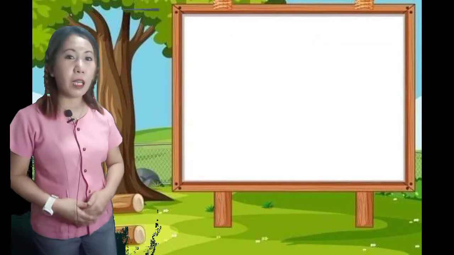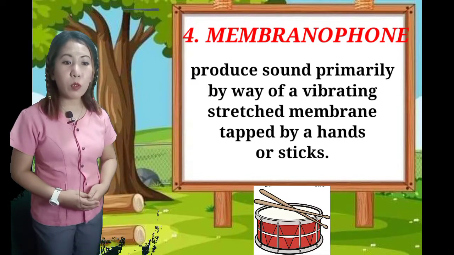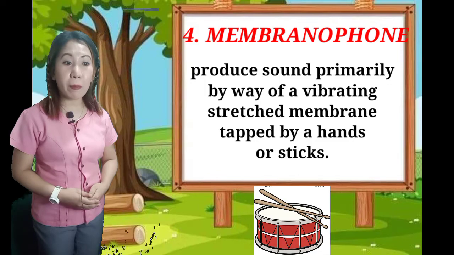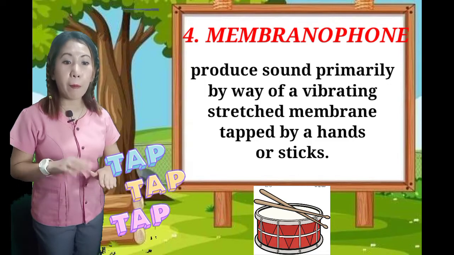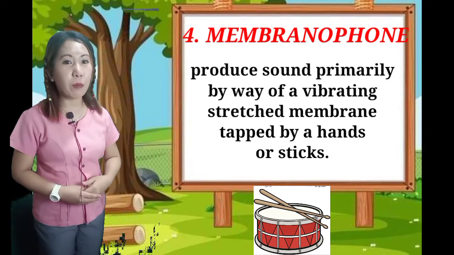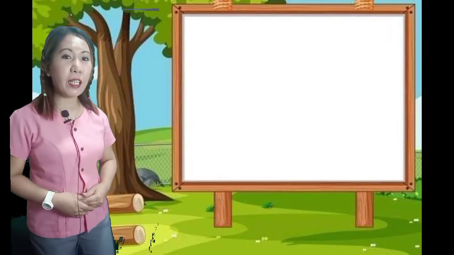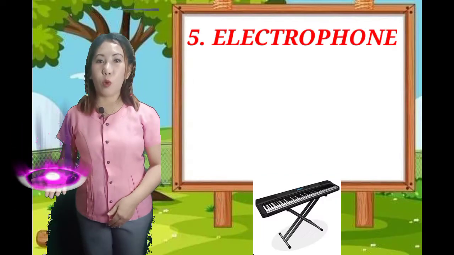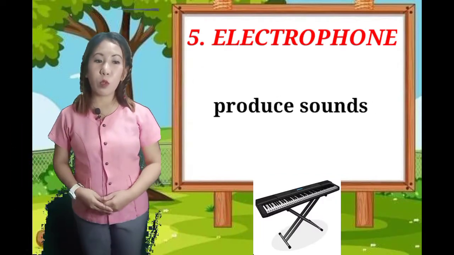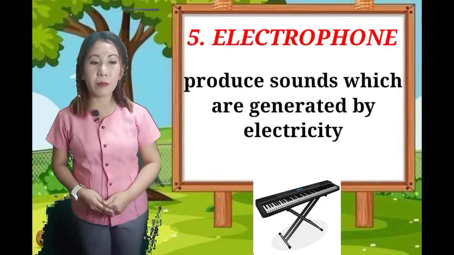The fourth is membranophone. Membranophones produce sound primarily by way of a vibrating stretched membrane tapped by the hands or sticks. Example is snare drum. And the last is electrophone. Electrophones produce sounds which are generated by electricity. Example is keyboard.